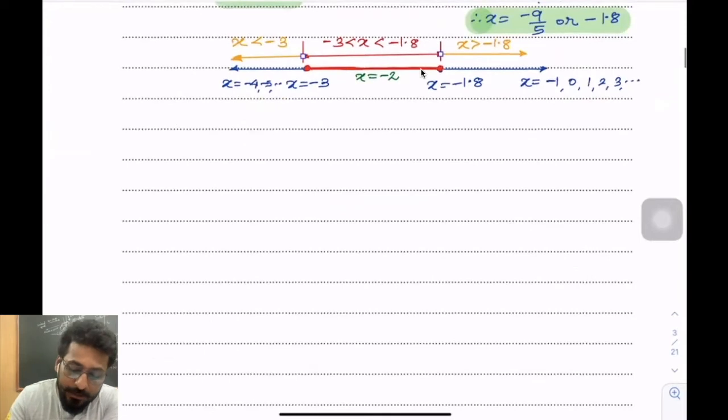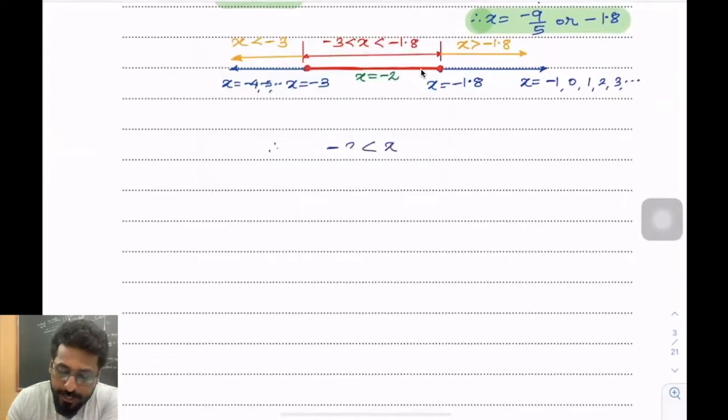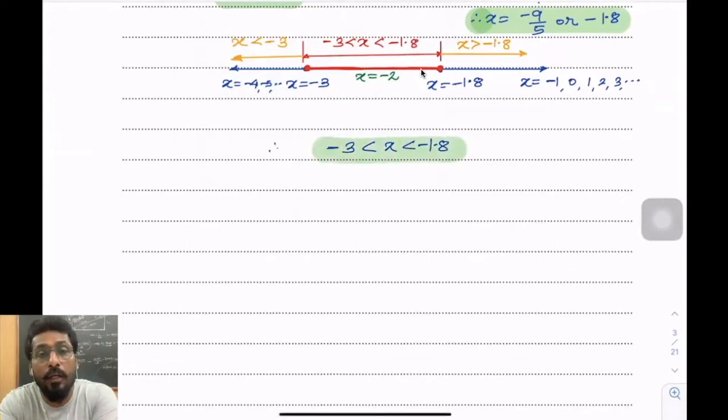So therefore I can say x lies from -3 to -1.8, and you can just highlight the answer. So that's the first method of getting the solution.